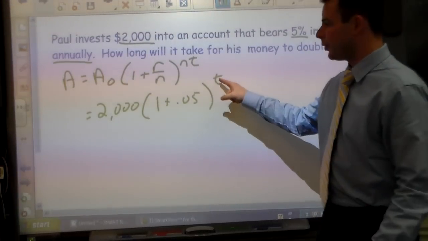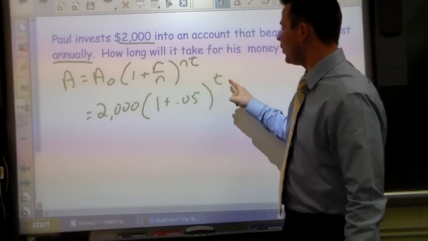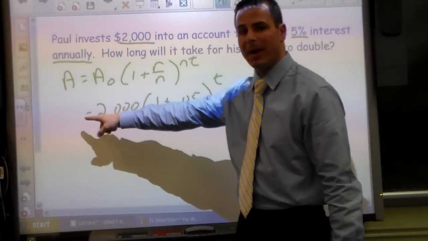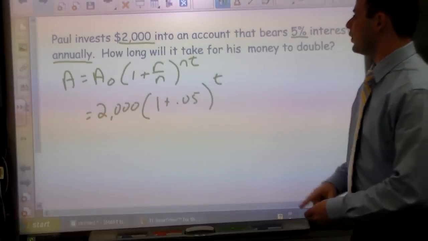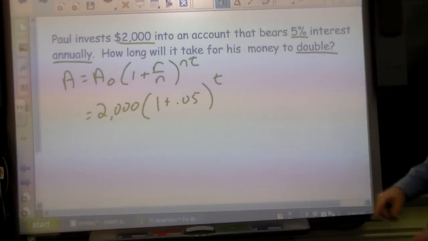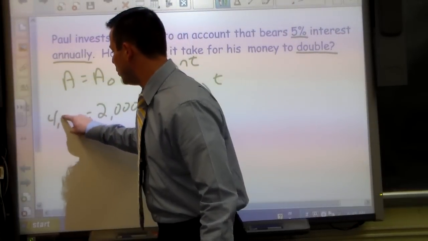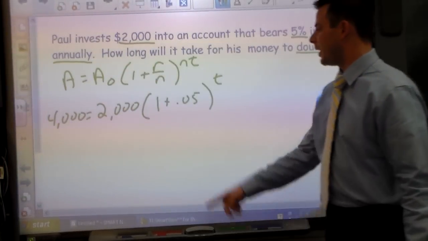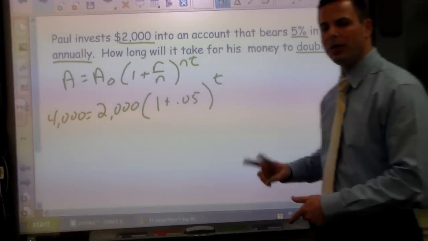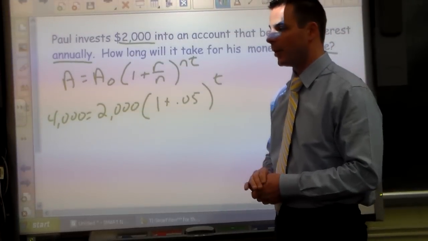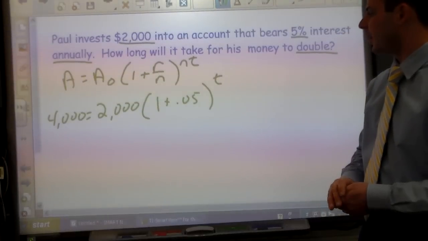Finally, here is our exponent, here's our variable. We have to determine what's our ending amount. So they indirectly gave it to you. How long will it take for his money to double? So if we're starting with $2,000, that means we're ending up with $4,000. And now here's our only unknown. If you plug in and you have 2 unknowns, obviously you're missing something somewhere. You're only going to have 1 missing variable.